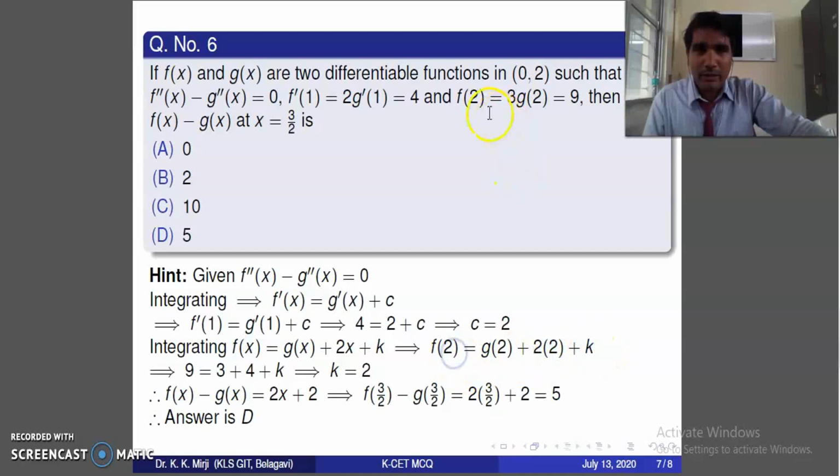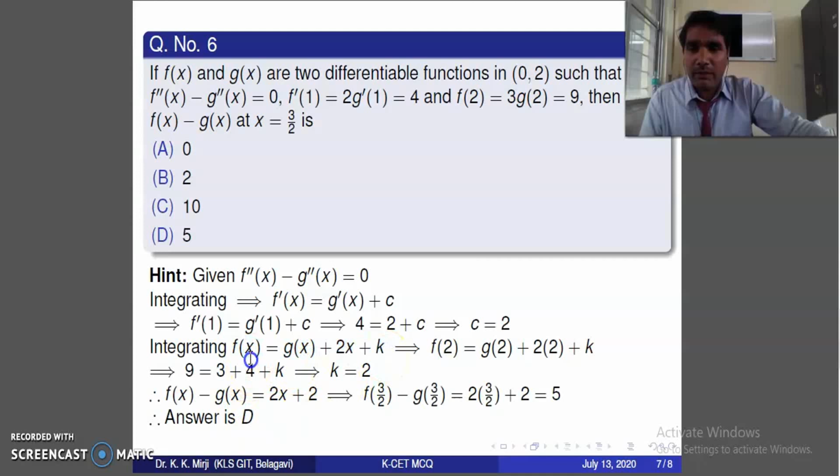So f of 2 value is 9, and g of 2 value is 9 by 3, that means 3. So 9 is equal to 3 plus 4 plus k, because 2 into 2 is 4. So k value is 9 minus 7, that is k value is 2. So if you put k equal to 2 in this equation, then you will get f of x is equal to g of x plus 2x plus 2.